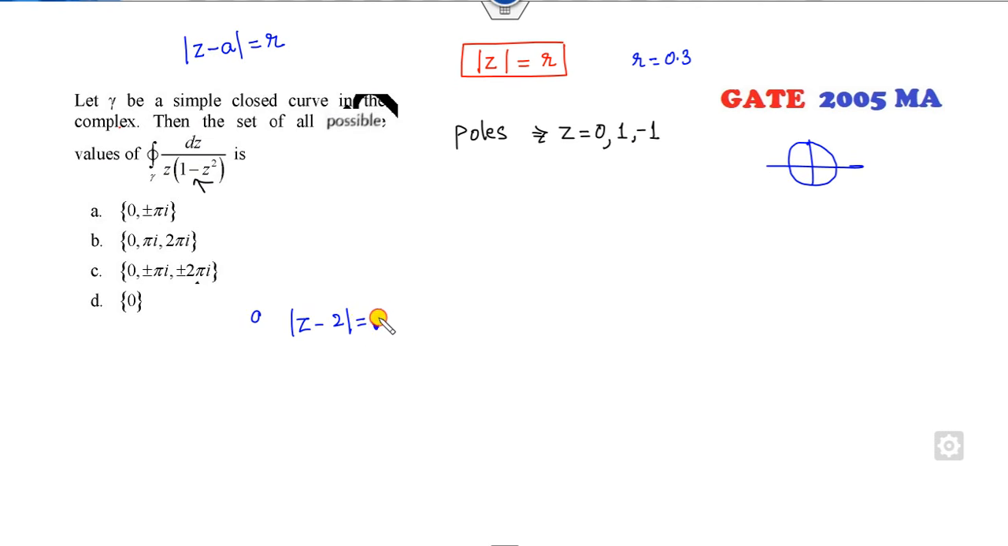or I can say center is my 12, and this is my 12, this is 11 and this is my 13. Fine. Then clearly 0, 1 and minus 1 lie outside. Then the integration will be 0.